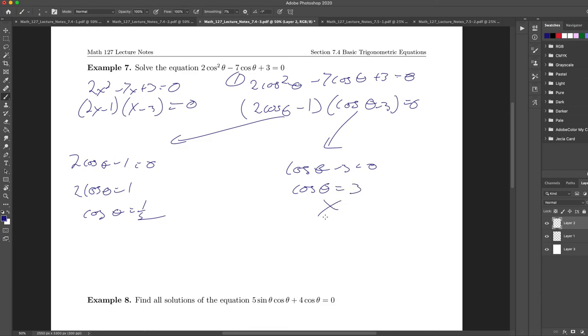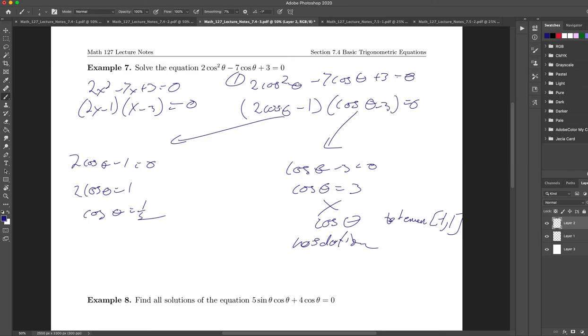Notice that this cannot happen, right? Cosine of theta can give values between minus 1 and 1. And so we just throw this away. There's no solution here. That doesn't mean there's no solution for the entire thing. It means this factor can't be 0. Remember, the zero product rule says if this times this equals 0, either this was 0 or this is 0. Well, this can't be 0.